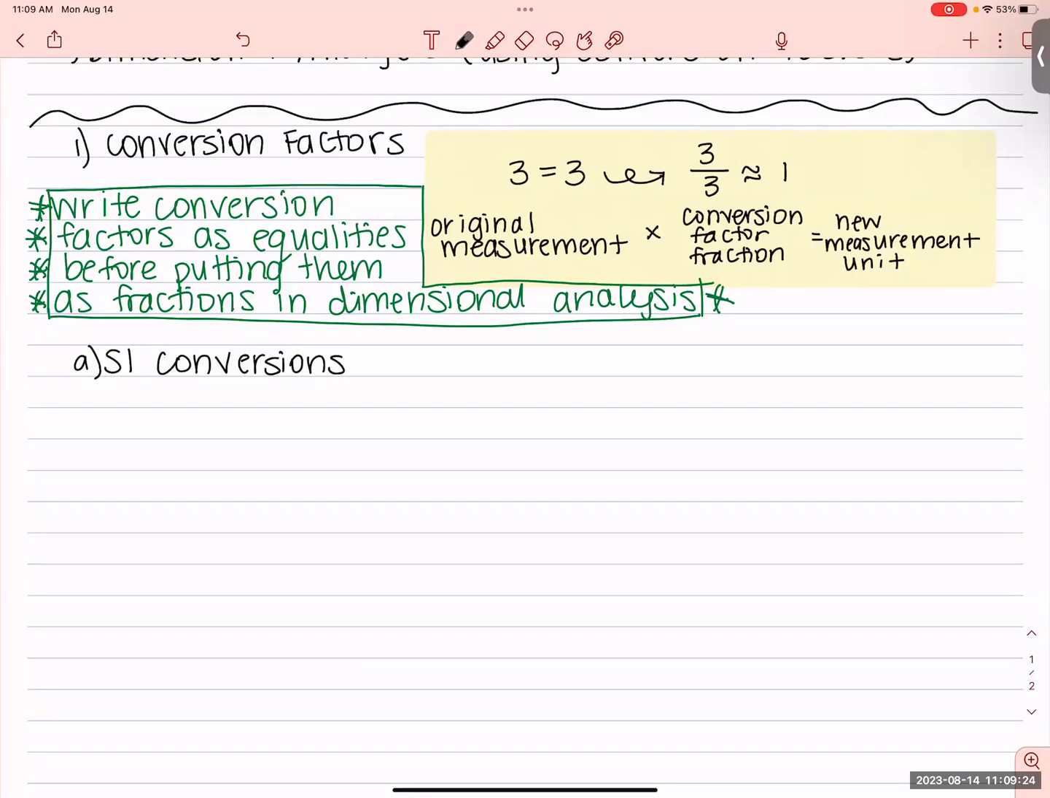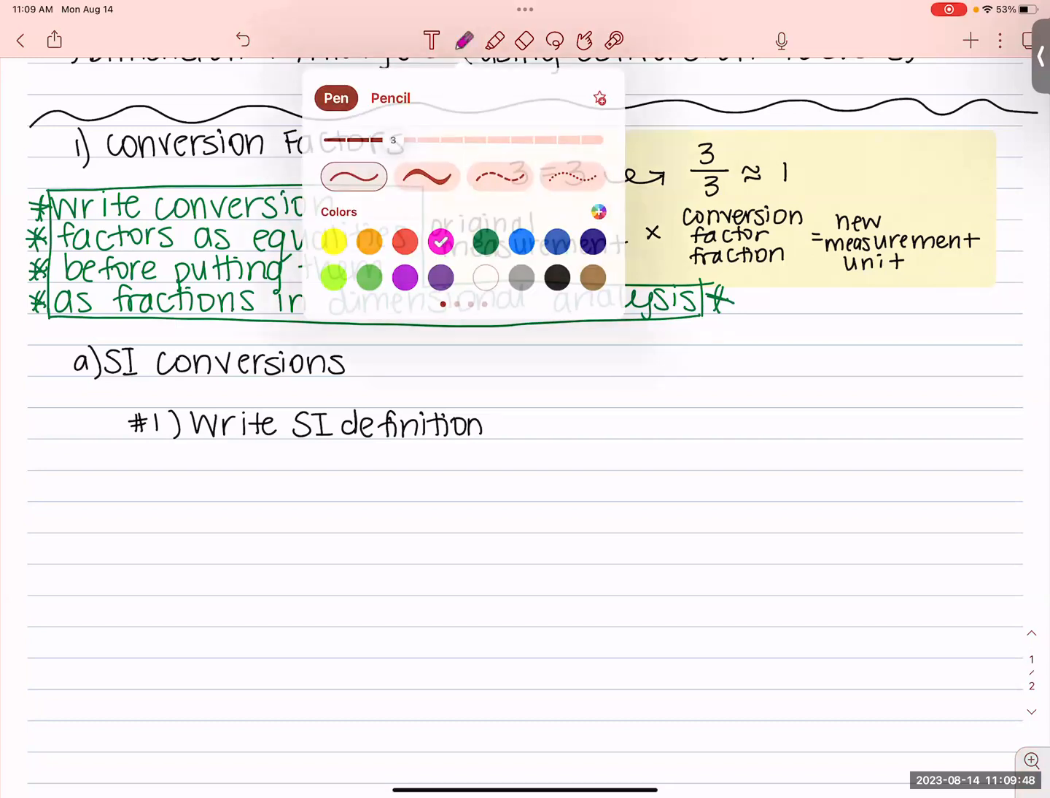So to turn an SI prefix into a conversion, first, we're going to write the SI definition. The prefix is equal to 10 to the what? So I'll do an example.